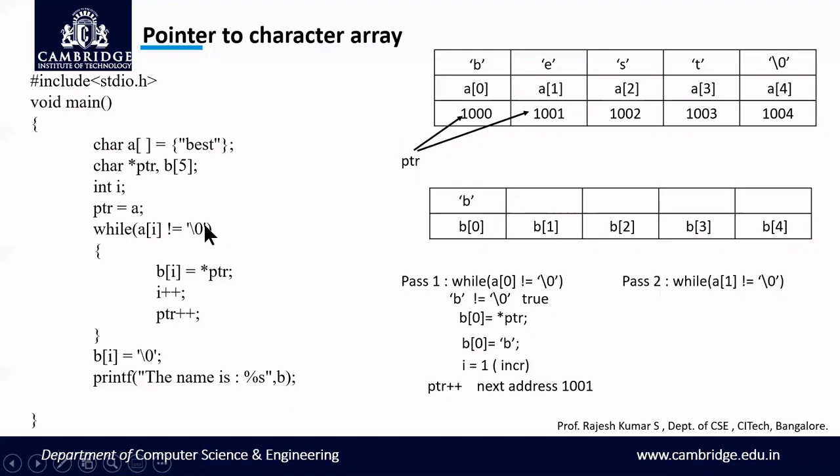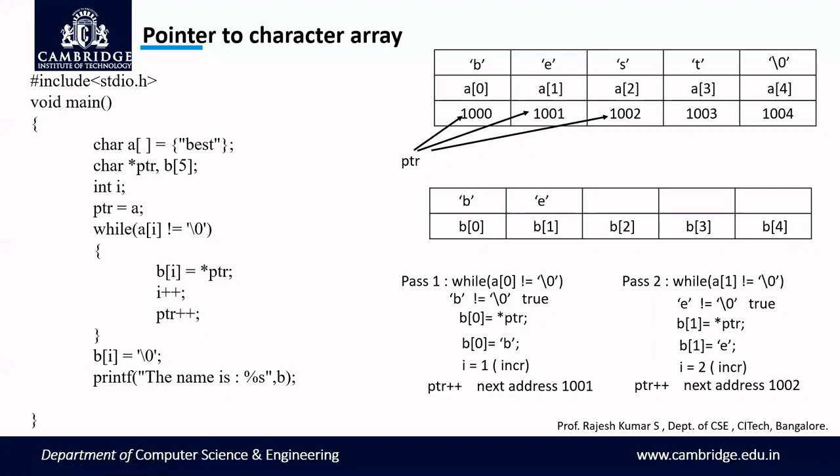Again, I will loop back and I'll take A of I. What is I value? 1. A of 1, what is A of 1? E. E is not equal to null. Yes, E is not equal to null. When the condition is true, I'll come inside this and I'll assign star of PTR. In this particular address, what is the value present? E. E is assigned to B of 1. So in place of B of 1, let me assign E and I'll increment I. I will become 2. Again, I'll increment the pointer. When I increment, the pointer will point to 1002. Now again, the loop continues.